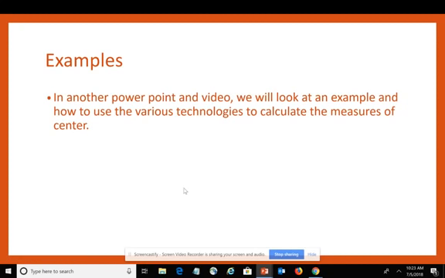In another PowerPoint and video, we're going to look at an example of how to use the different technology to calculate the measures of center. But the neat thing about the technology is that it actually calculates all of your descriptive statistics at once. And so I want us to continue looking at the other measures of variation and measures of position before we actually look at how to use the technology, because it would give you some information you wouldn't understand.